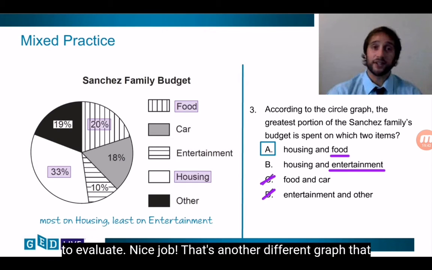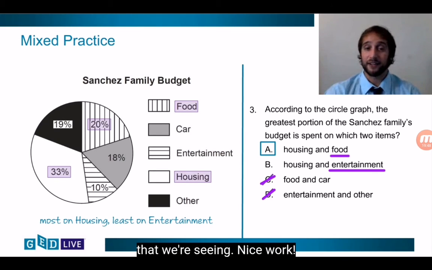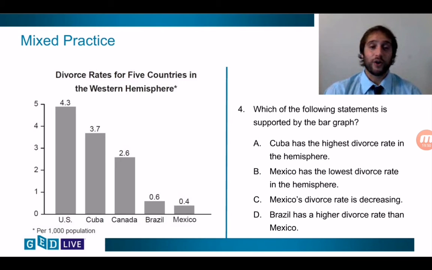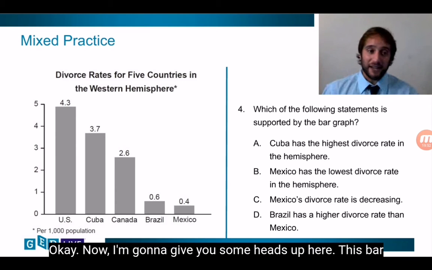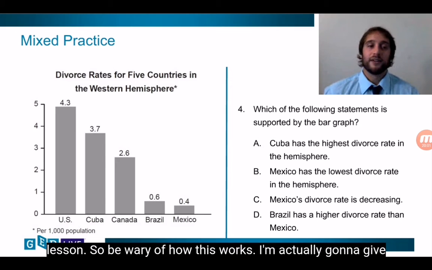Nice job, though. It's another different graph that we now know how to grapple with, how to evaluate the elements that we're seeing. Nice work. Okay, now I'm going to give you a heads up here. This bar graph is maybe the trickiest graph that we'll see today in this lesson. So be wary of how this works.